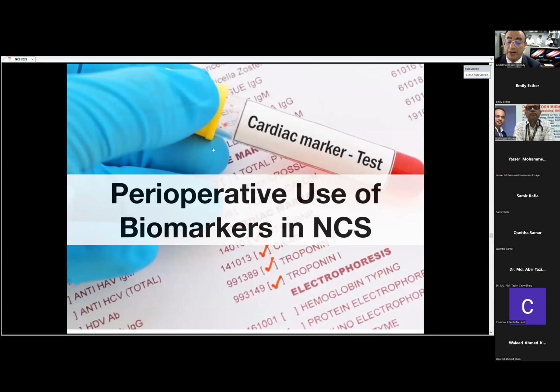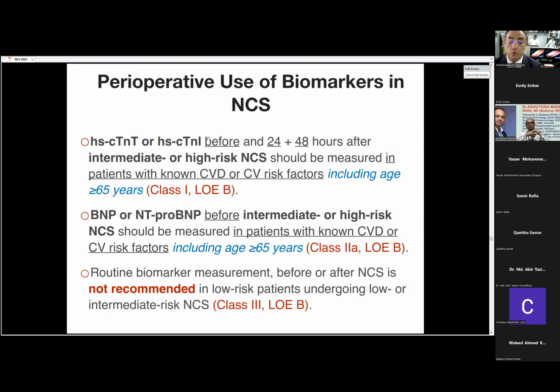Perioperative biomarkers: the guideline gives a clear message. Cardiac biomarkers, including high-sensitivity troponin, proBNP, and D-dimer, should be done for intermediate- to high-risk non-cardiac surgery patients, and the aim of high-sensitivity troponin is early detection of post-operative myocardial infarction. Cardiac troponin is recommended one day before the procedure, the first day after, and the second day after, to compare whether there is any significant delta change and increase of the cardiac troponin or not.